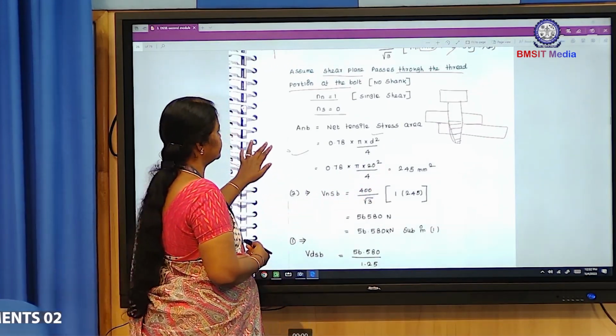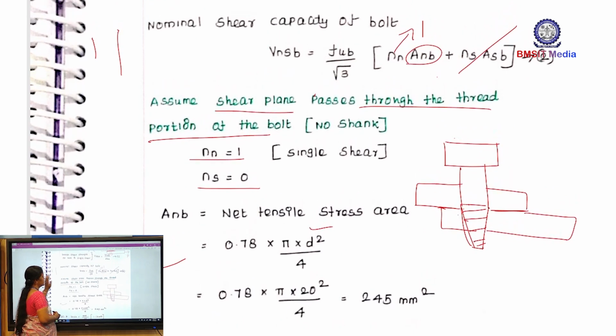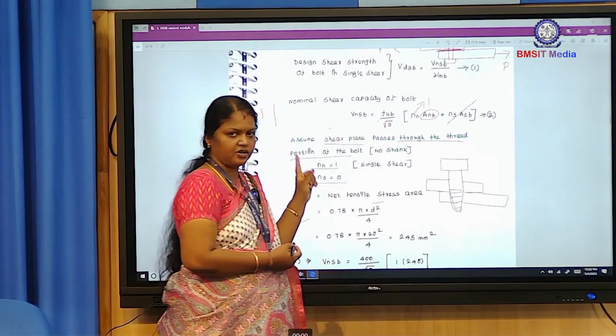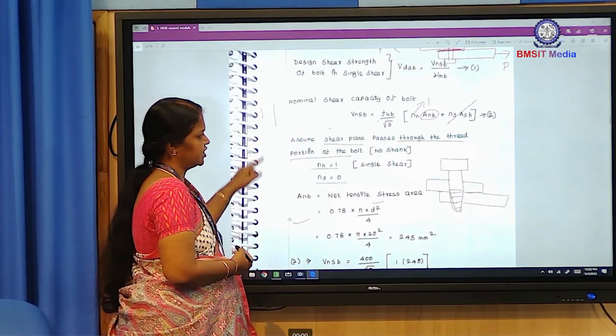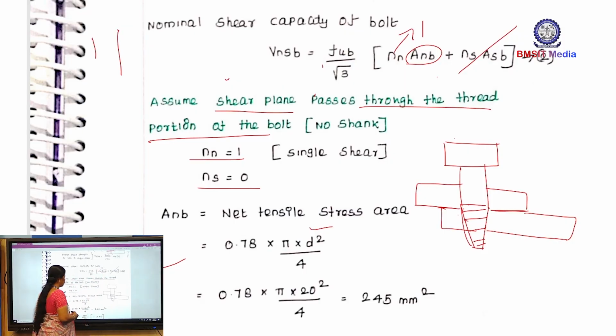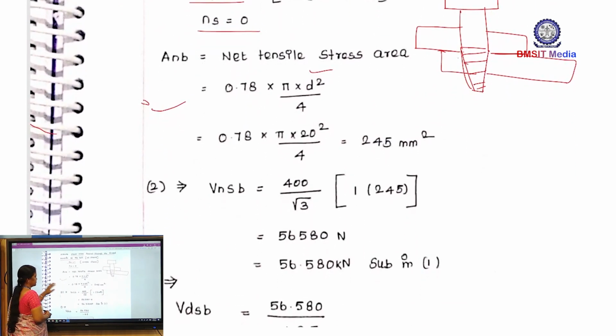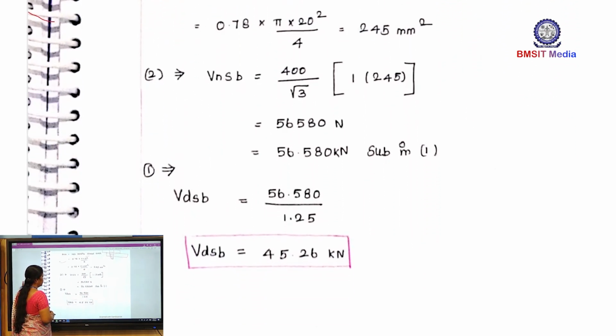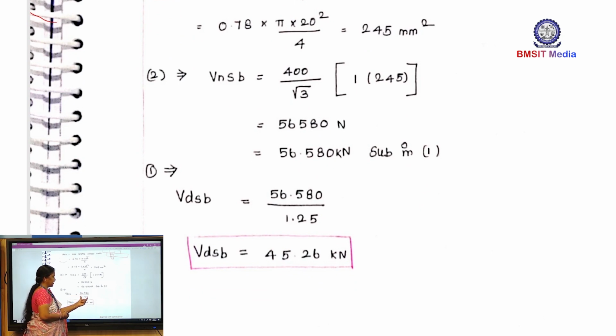After that, substitute in this equation. FUB is already available. FUB means ultimate tensile strength of the bolt. It is based on the grade of bolt; 4.6 means 400. So substitute 400 divided by root 3, Nn equal to 1 and Anb equal to 245 mm square. Then divide by gamma MB, the partial factor of safety, that is 1.25. We get the answer VDSB equal to 45.26 kilonewton. This is the shear strength of one bolt.